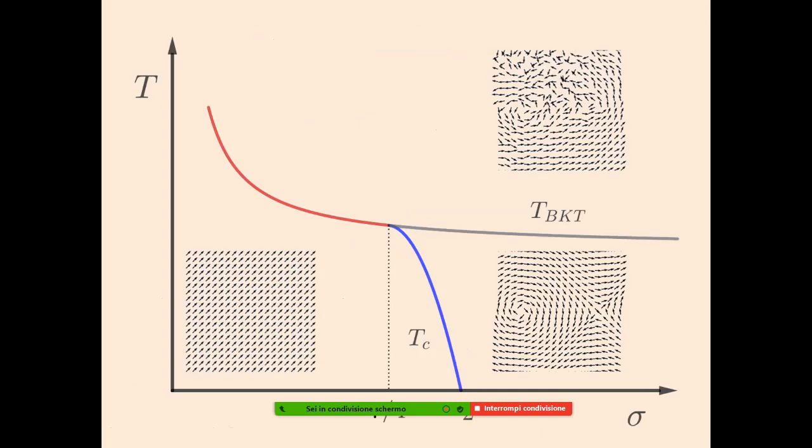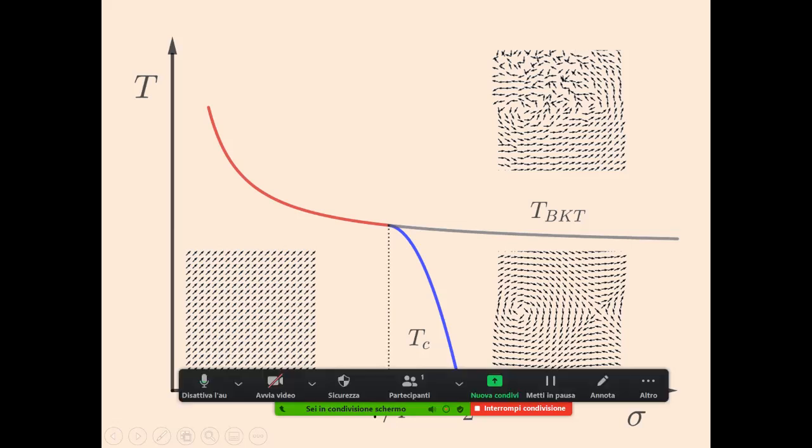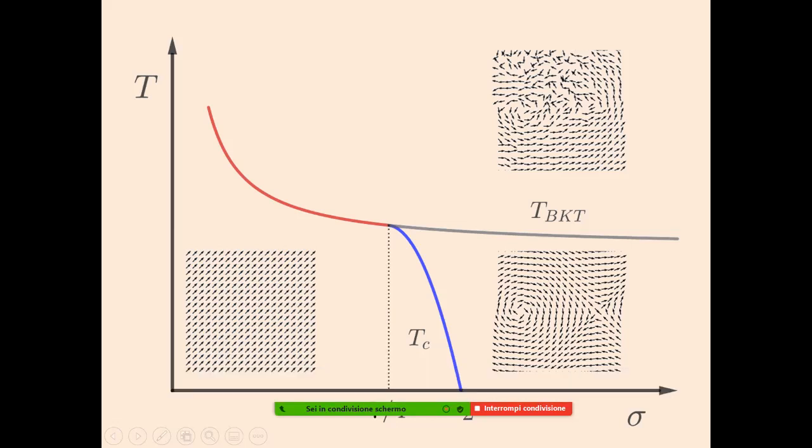Now, to conclude, this is our final picture. Basically, we have for sigma greater than 2 only the BKT phase, which separates the quasi-long-range order and the disordered one. For sigma less than 2 only the spontaneous symmetry breaking transition, which separates the ordered and disordered one, while between 7/4 and 2 we have this blue transition, and basically this means that we have 2 phase transitions and 3 phases.